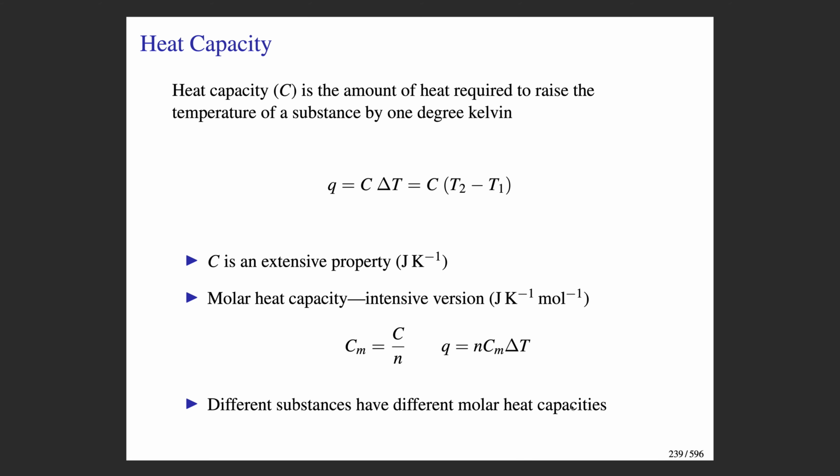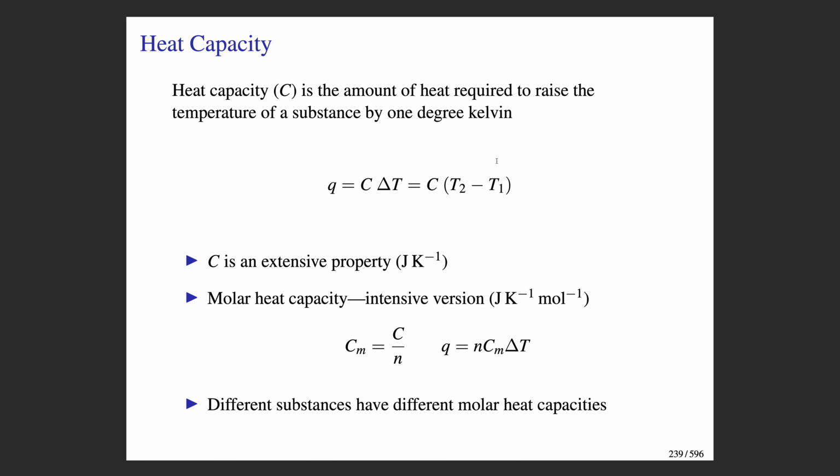Well, we are going to talk next about a property of matter called its heat capacity. Okay, and so the heat capacity is a proportionality factor between a temperature change and the amount of heat required to create that temperature change. Okay, so formally, the definition of heat capacity is the amount of heat that is required to raise the temperature of a substance by 1 degree Kelvin.